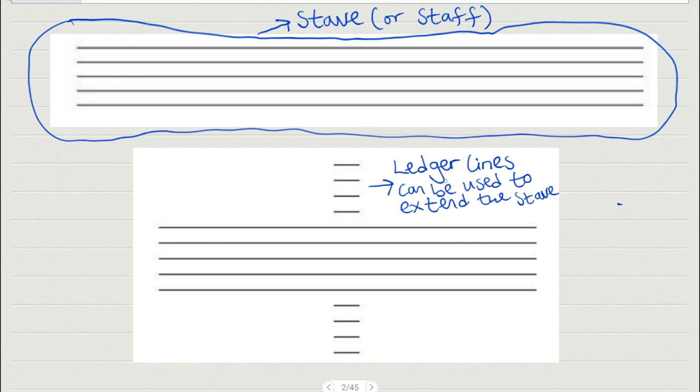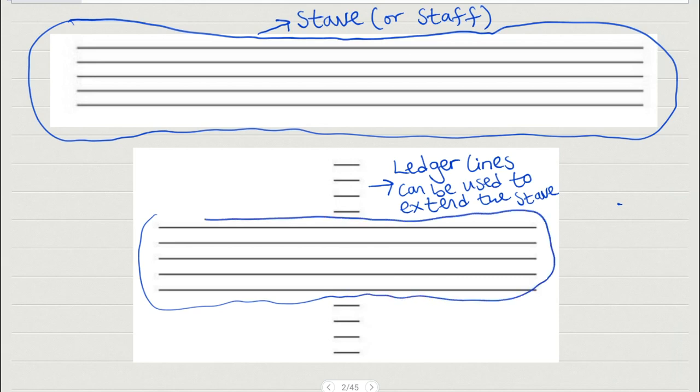Now the stave or the staff can be extended by what is known as ledger lines. So we've got the stave or the staff here. Can you see these 5 horizontal lines that I'm circling? And we've also got 4 extra lines here. These 4 extra lines that I'm circling now are known as ledger lines. So the stave or the staff can be extended downwards or upwards by ledger lines.